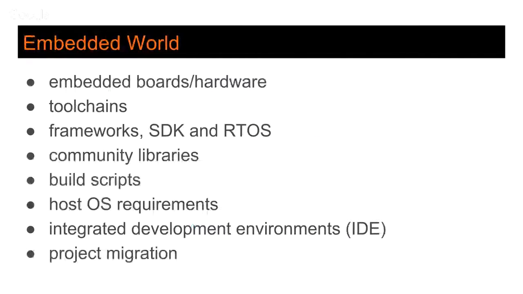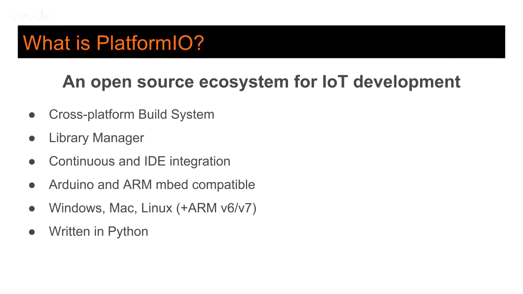I've just talked about these problems in the embedded world: embedded boards hardware, different toolchains, different frameworks, SDKs, real-time operating systems. The problems are community libraries, build scripts, operating system requirements, and multiple integrated development environments for different vendors. What is more, in most cases these development environments are not free. And what is PlatformIO?